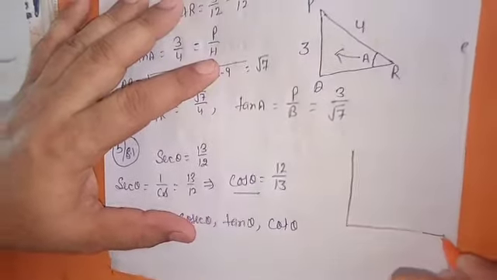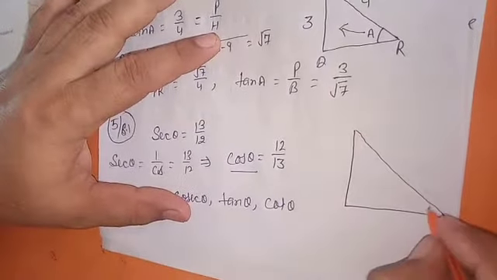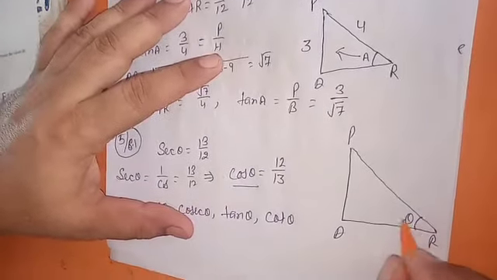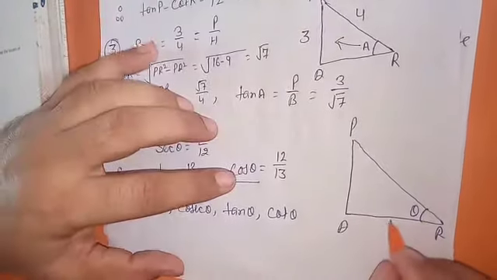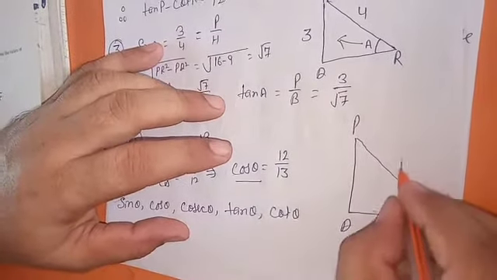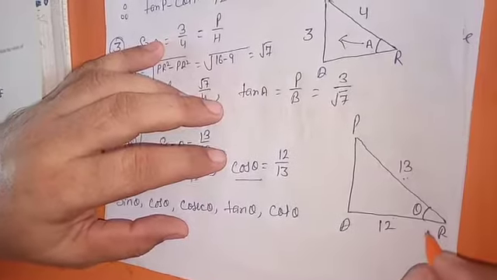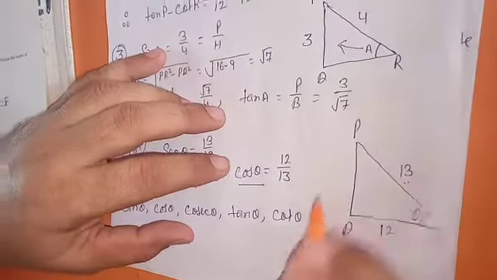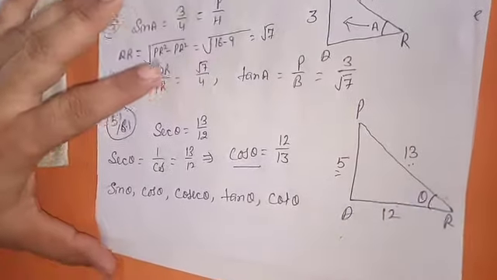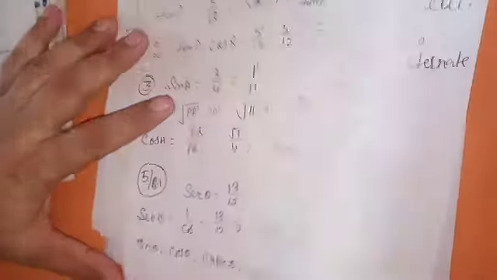I am giving an idea about this. This angle is theta, this is P, Q, R. So this is the base. You know cos is equal to base by hypotenuse. This is 12 and this is 13. If you find this, what comes? 5 comes. So the remaining trigonometric ratios you can easily find out. Understood or not? If any problem, tell me, I can tell you.